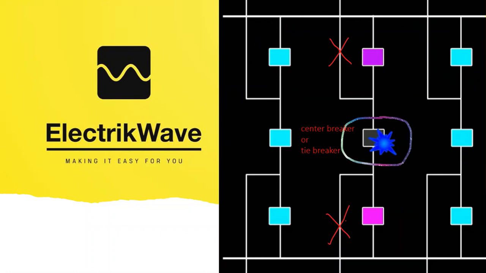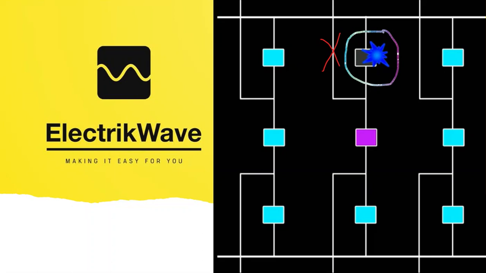If a center breaker or tie breaker failed, this will cause the loss of 2 circuits, while the loss of an outside breaker would disrupt only one. If a main 1 or main 2 breaker failed, this will cause the loss of 1 circuit only.